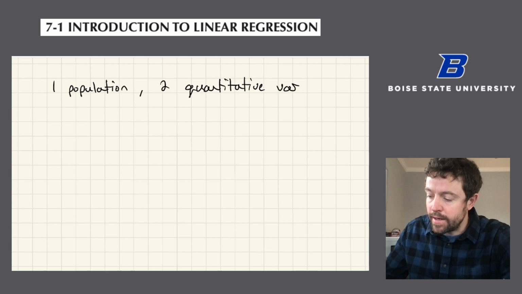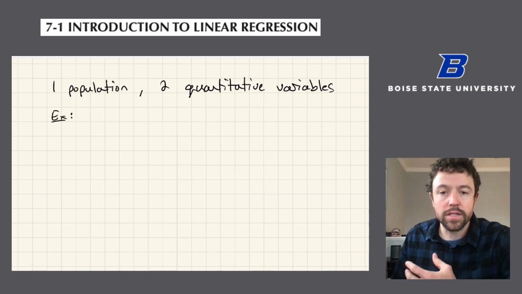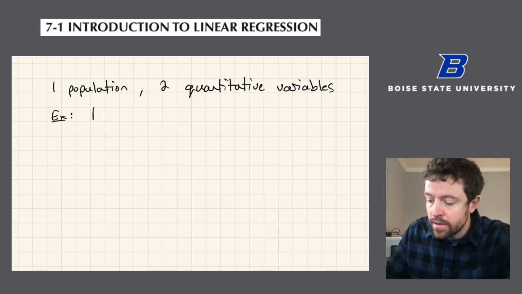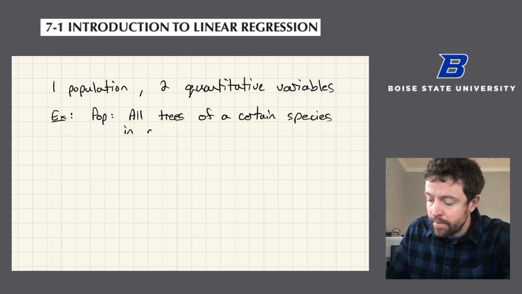So let's get an example. One population that we might want to study, if we were studying the trees in an old growth forest, that can be our population. So our population is all trees of a certain species in an old growth forest.